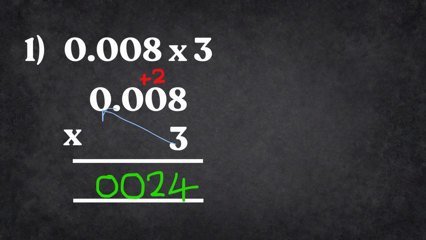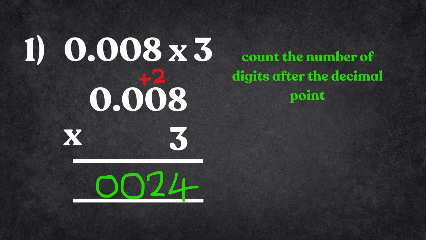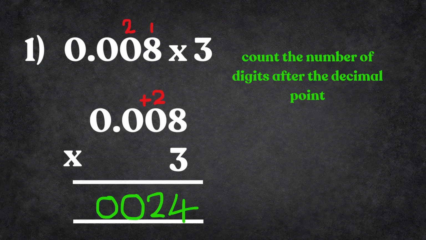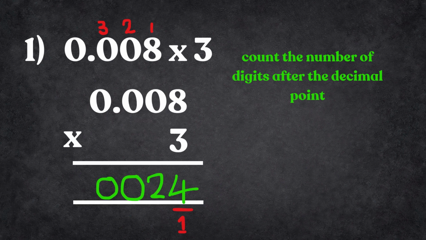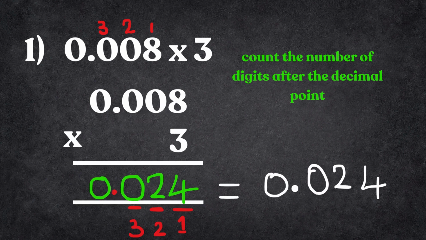And then on your answer now, you count on the original question that you had how many numbers or how many digits are after the decimal point. So we had 1, 2, 3 digits after the decimal point. So in our answer, we also need to have 3 digits after the decimal point. So you start counting from right going to left and you count 3 digits and put your decimal point. So 1, 2, 3. We put our decimal point here.